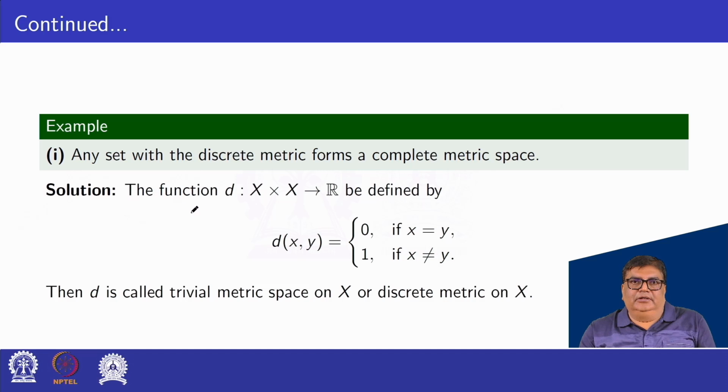The function d: X × X → R defined by d(x,y) = 0 if x = y, and 1 if x ≠ y, is called the trivial metric space on X or the discrete metric on X.